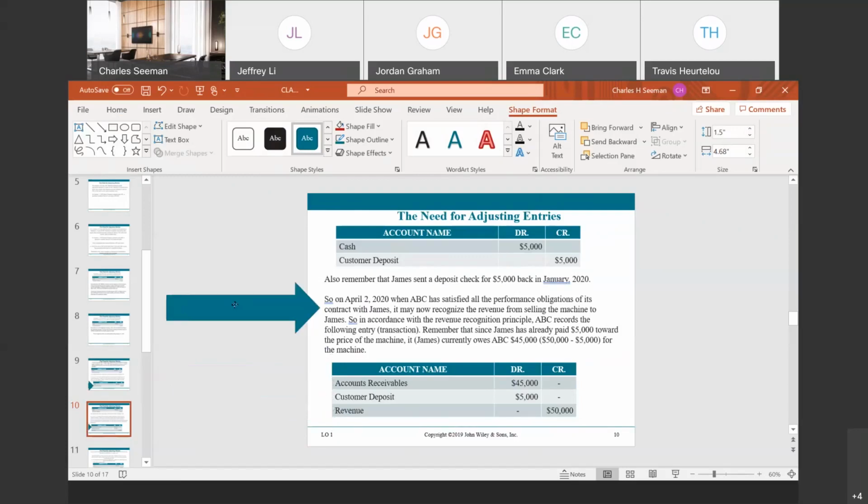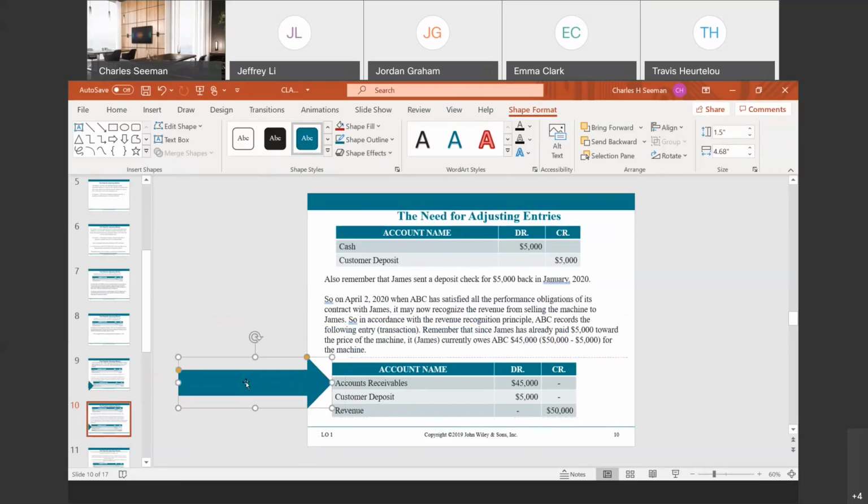So on April 2nd, 2020, when ABC has satisfied the performance obligations of its contract with James, it may now recognize the revenue from selling the machine. So in accordance with the revenue principle, ABC records the following transaction. Remember that since James has already paid $5,000 toward the price of the machine, he only owes ABC $45,000, which is represented by this. Does that make sense?